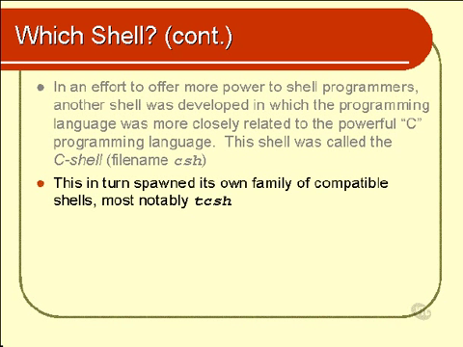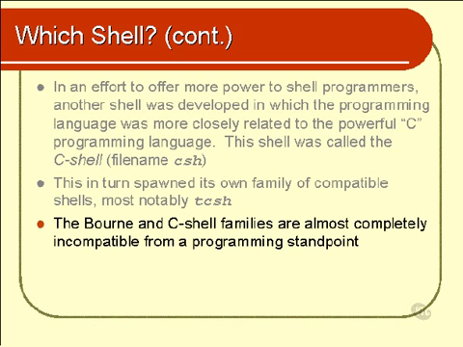The C shell in turn spawned its own family of compatible shells, most notably tcsh, but we won't be covering any of those. We're going to focus on the universal Bourne shell. Needless to say, a script created for the Bourne shell will not be able to be run using the C shell, and vice versa. They are incompatible. Very, very ultra simple scripts, of course, will run using either, but as soon as you start to use some of the more powerful language features, you are restricting yourself to one of those two shells.